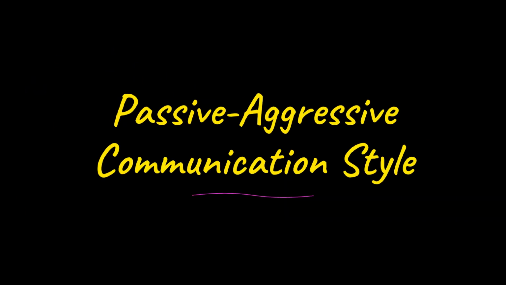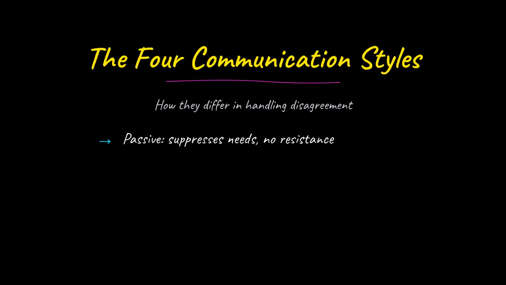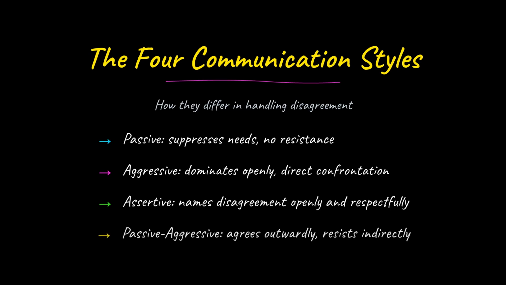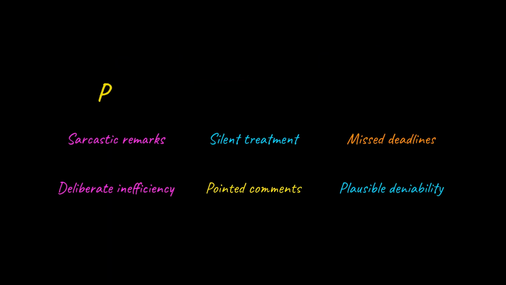Passive-aggressive communication is one of the trickiest styles to recognize because on the surface it looks like cooperation. Understanding its defining features helps you spot it and distinguish it clearly from the other three communication styles. The four styles differ in one key dimension: how openly a person expresses resistance. Passive suppresses it entirely, aggressive expresses it loudly, assertive names it respectfully. Passive-aggressive is unique. The person signals agreement but then resists through indirect behavior.